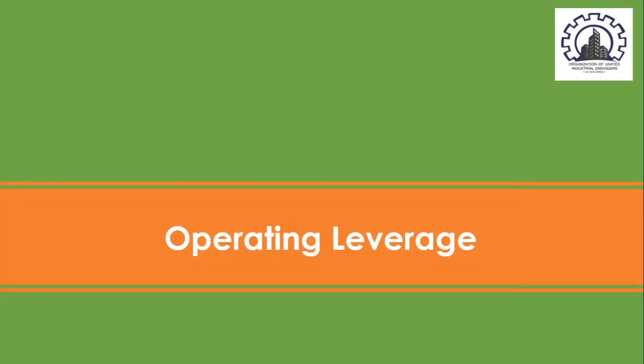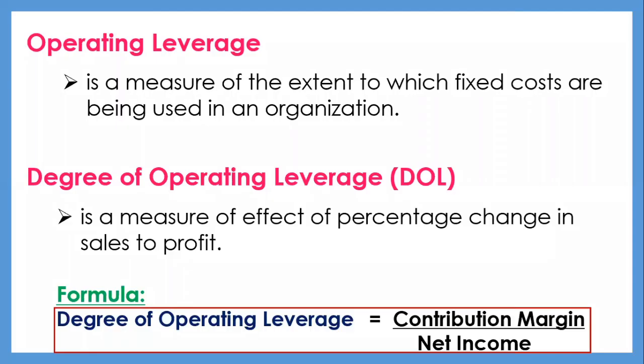Now, often managers want to get the best, and they always find ways of getting a better operating performance. They think, communicate, innovate, and try alternatives. Now, according to Garrison and Noreen in managerial accounting, operating leverage is a measure of the extent to which fixed costs are being used in an organization.